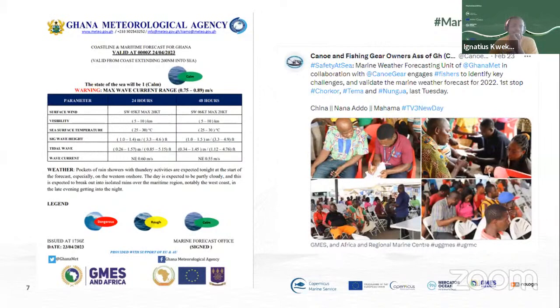We've included extra parameters like rainfall also, which might cause certain harm to these fishermen because they are not protected in their small dugout canoes. We have tried to integrate as much as possible the feedback and how the users want to receive this information and any other parameters that have been included in it. For example, we've engaged several stakeholders, including canoe fisheries associations and gear owners in Ghana and other countries as well, to be able to fully utilize the service.